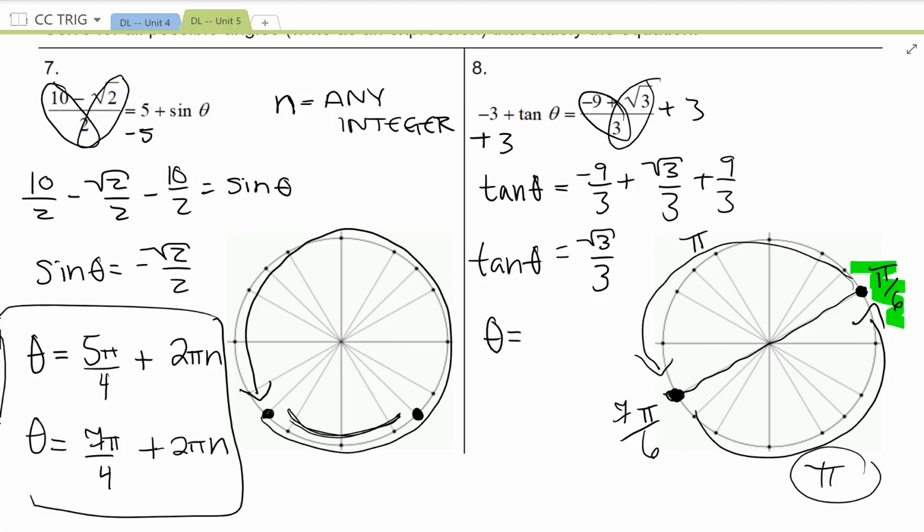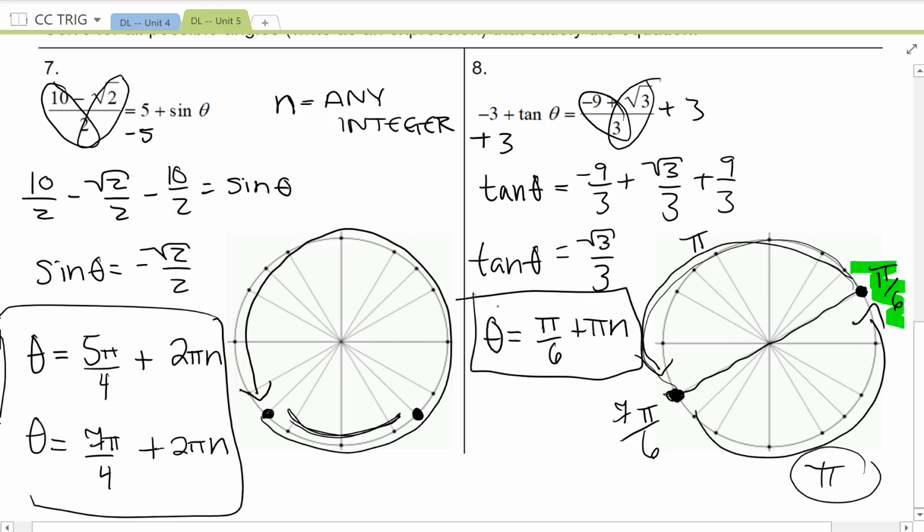Okay, so we can write pi over 6 plus pi n, n any integer amounts of pi. Now, if I plug in 1, if I take pi over 6 and I add 1 pi, what will I get? 7 pi over 6. So do I need to write that as part of another expression? No, I don't, because 7 pi over 6 is already embedded into this answer. So you don't need to write it as two expressions when you have tangent. The solutions are always pi away from each other because tangent has a period of pi.